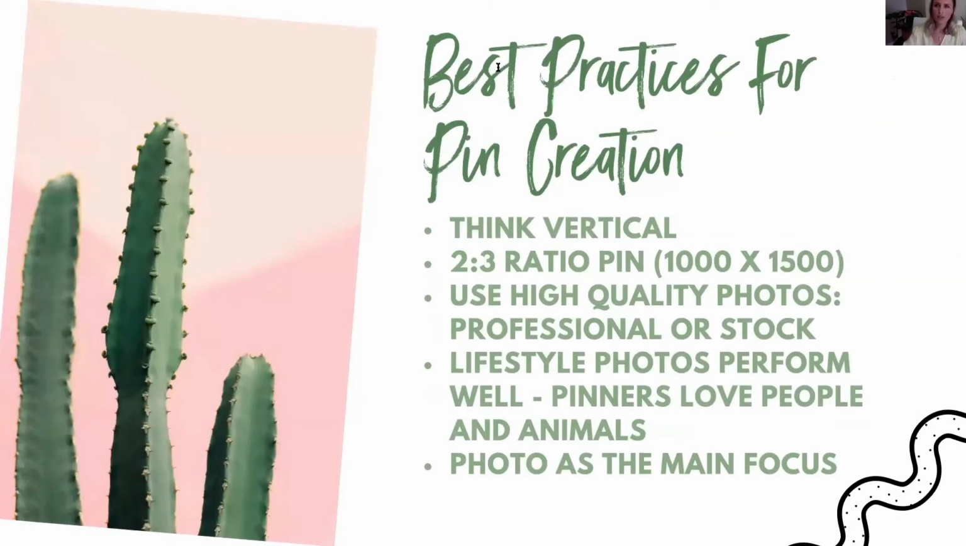Okay, so Pinterest best practices. That's very important when it comes to pin creation. So when it comes to Pinterest, you want to think vertical. I know other platforms, they look more square or they're more horizontal, but on Pinterest, you want to always think vertical. And the best Pinterest size would be a 2:3 ratio, which is about 1,000 by 1,500. And that is the correct size that they use on Canva. So that makes it really easy. You don't have to worry about resizing anything.